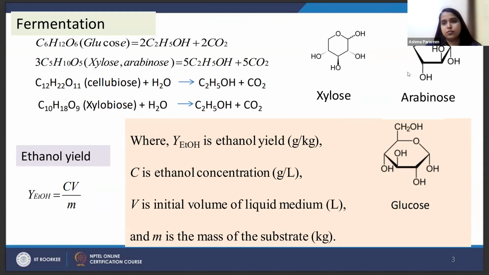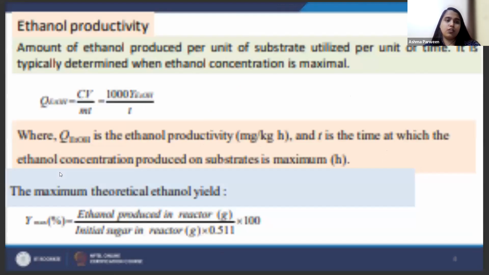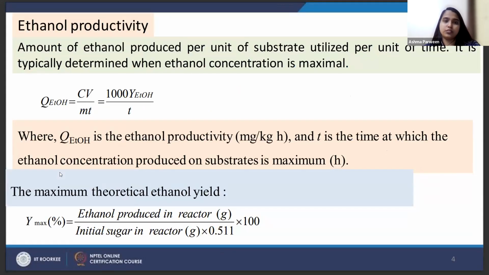So we can calculate the ethanol yield as C, that is the concentration of ethanol, times V, that is the initial volume of liquid medium, divided by the mass of the substrate used. We can calculate the ethanol yield using this formula, and then we can also calculate the ethanol productivity.